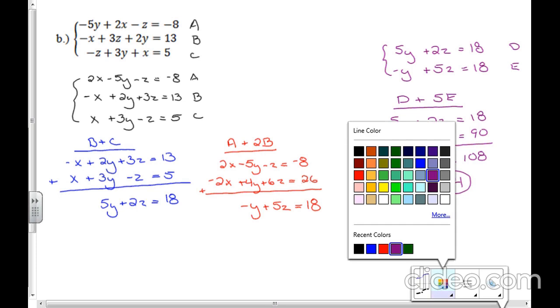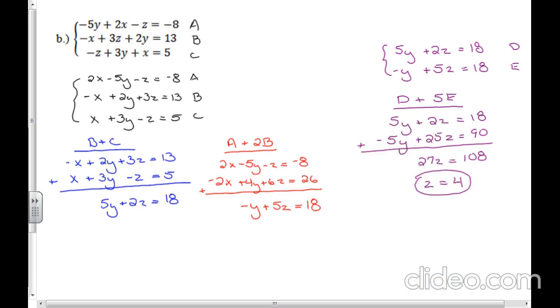Now it becomes a substitution. Go through and substitute to solve for the remaining variables. So I'm going to take z and put it back into equation E. So this would be negative y plus 5 times 4 equal to 18. 5 times 4 is 20, so I'd subtract 20 from both sides. So negative y equals negative 2, and y would then equal positive 2.